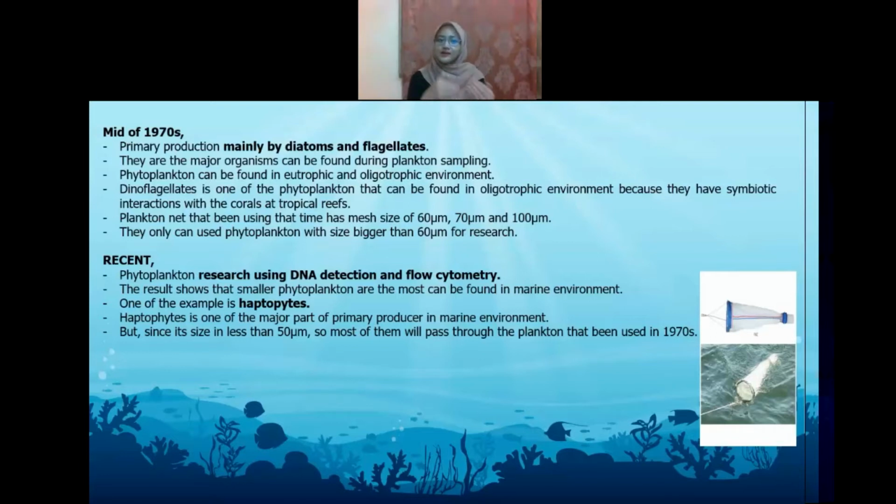In recent years, phytoplankton research has used DNA detection and flow cytometry. The results show that there are actually a lot of smaller phytoplankton in the marine environment. One example is haptophytes. Haptophytes are one of the major primary producers in the marine environment, but their size is around 50 micrometers, smaller than the mesh size of the plankton net. Most of them just pass through the net and cannot be caught.